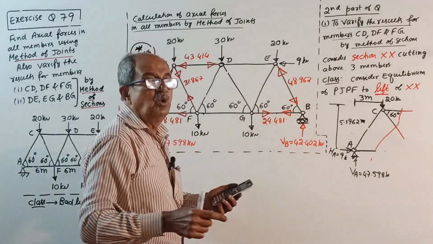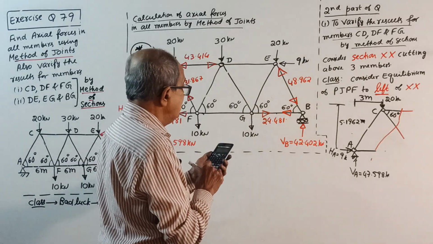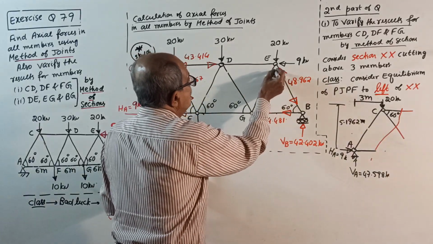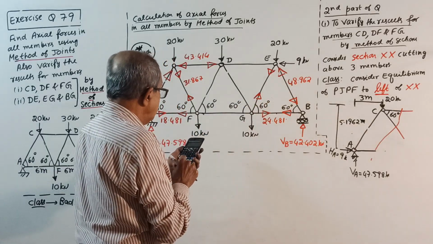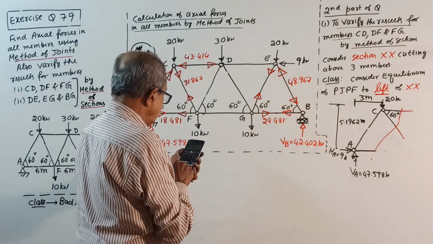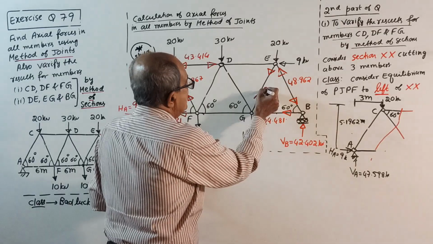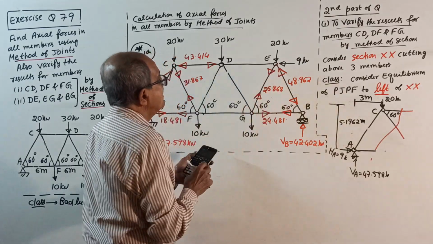48.962. You go to any joint of your choice. 48.962 into sin 60 is 42.402 up. So this is down, this is also down. Minus 20 divided by sin 60. That's all. 25.868. 25.868 is this force. Then horizontal.